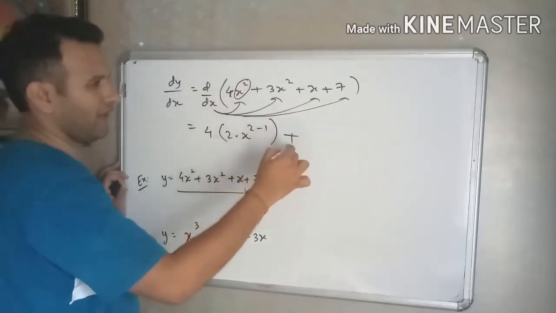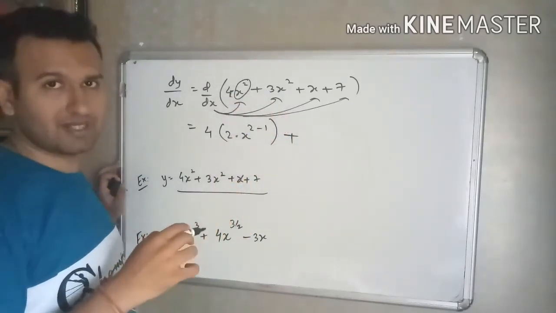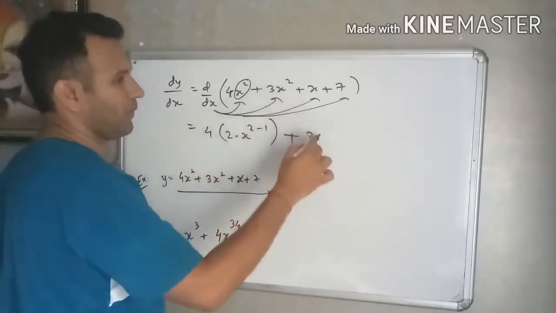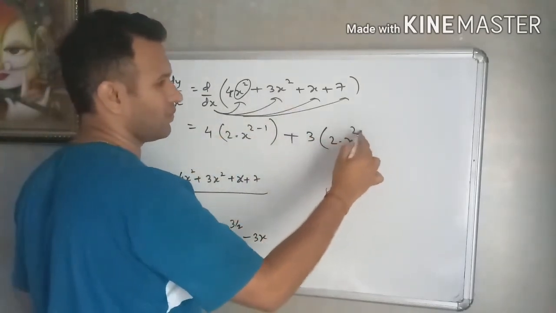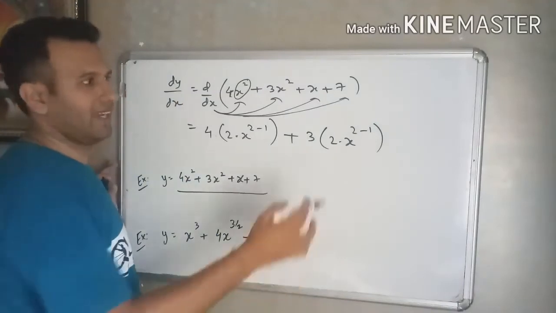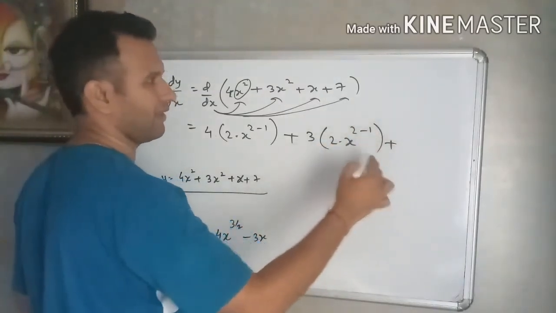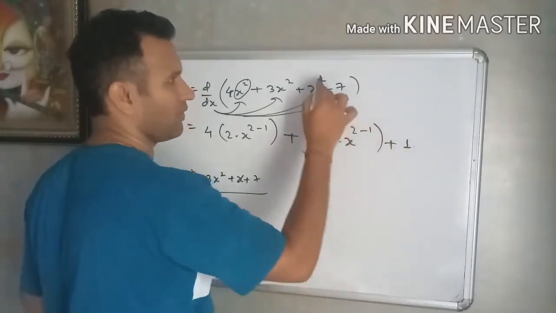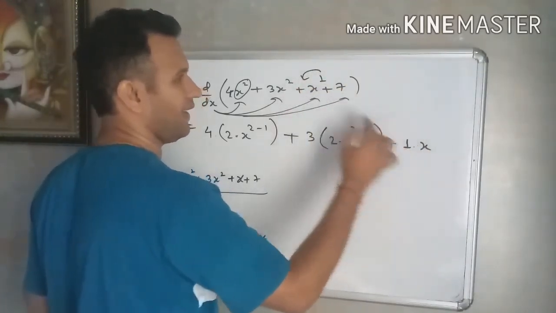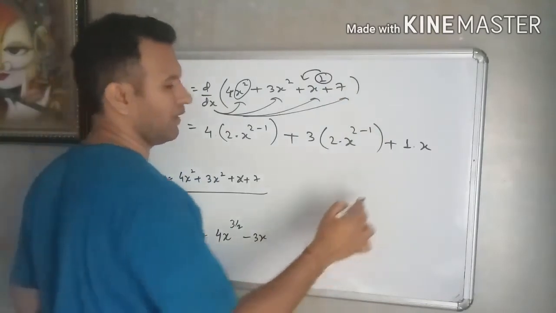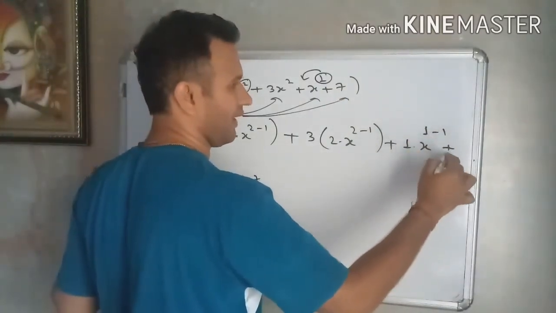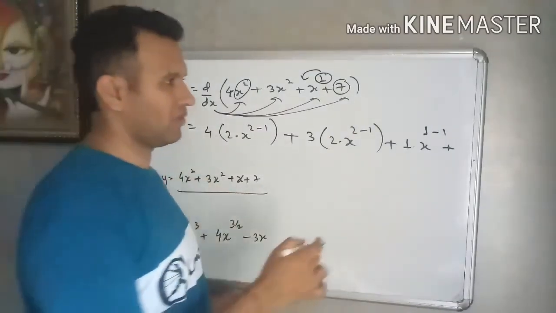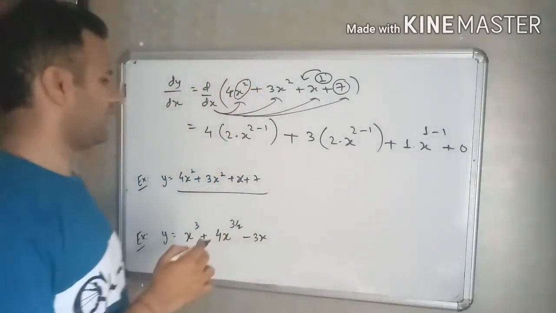Okay. Second term, 3 is a constant which is multiplied to x square. We'll have to take 3 outside. And for x square, it will become 2 into x raised to 2 minus 1. n into x raised to n minus 1. Plus, this is x raised to 1. So this will become 1 into n into x raised to n minus 1. And this is all alone, a constant which is all alone, what is its derivative? 0. So what's the answer?